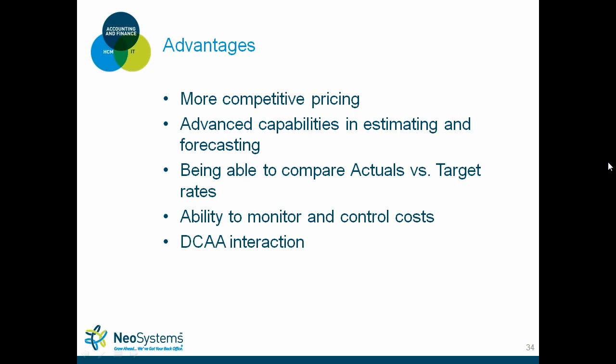Again, some of the advantages in developing provisional rates, most important, you get competitive pricing. You have really advanced capabilities in estimating and forecasting. Once you develop provisional rates, they essentially act as your company budget. So even if you don't have an advanced accounting system, if you're able to develop provisional rates, you can actually see where you're over or where you're under every month. And that's the beauty of developing provisional rates as well, is that you've already essentially built your budget. Again, being able to compare actuals versus target gives you the ability to monitor and to control costs.